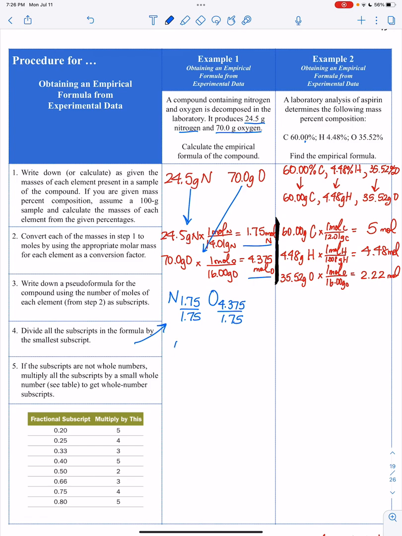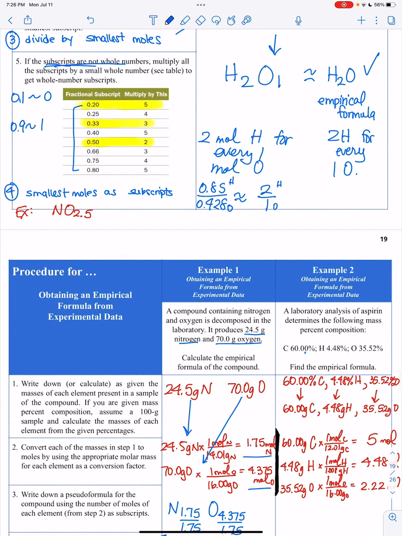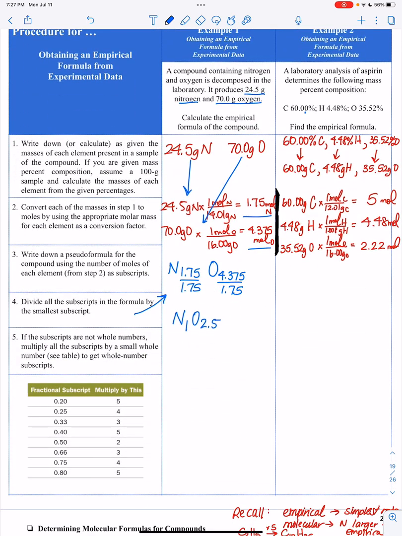1.75 divided by 1.75 is, of course, 1. 4.375 divided by 1.75 is actually 2.5. Now, I actually did write this over here. The example is NO2.5. Here's where the 0.5 comes in. If I end up with a 0.5 as part of my subscript, so 2.5, 3.5, 4.5, this is not a whole number. And you cannot round to 3 if it's 0.5.